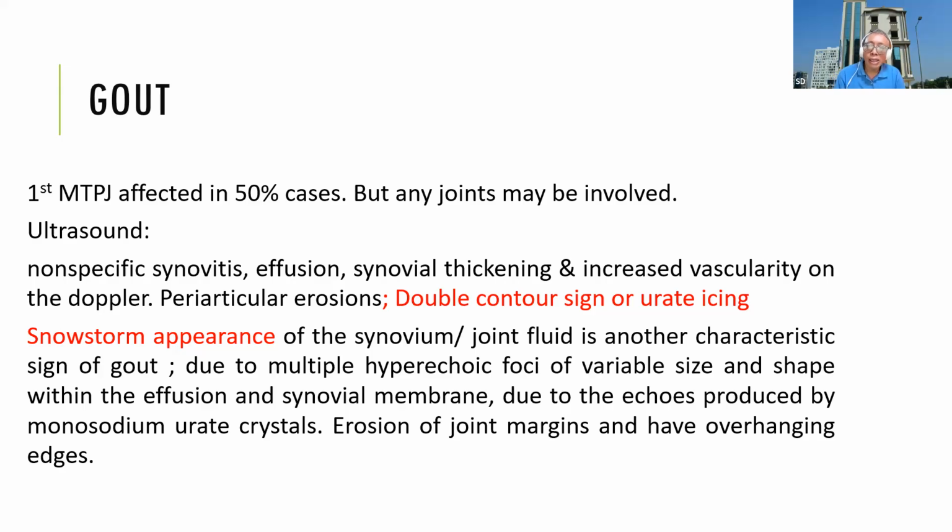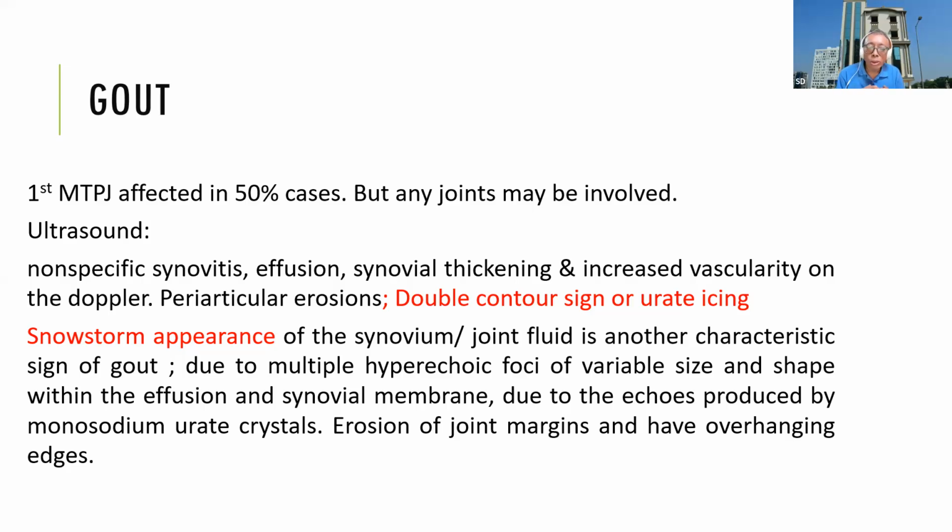So here, like in any other joint, synovitis can be seen with fluid in the joint, or synovial thickening can be seen. We can see periarticular erosion, but characteristically you will see the double contour sign and snowstorm appearance in a patient with gouty arthritis.